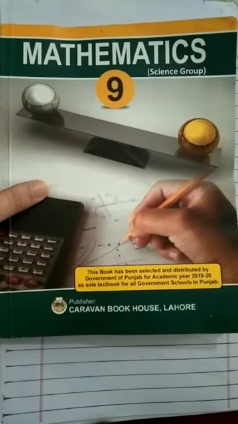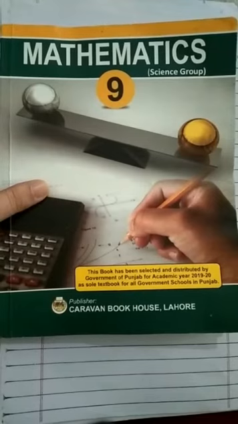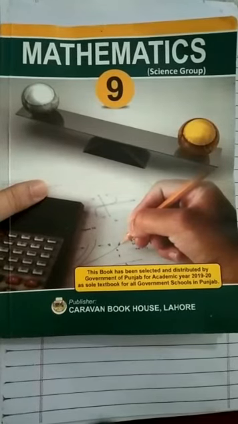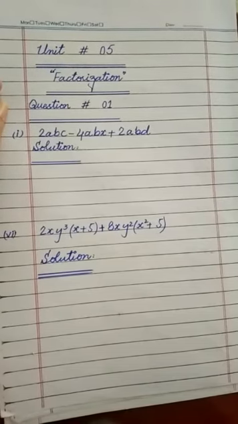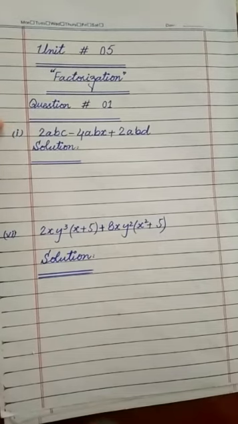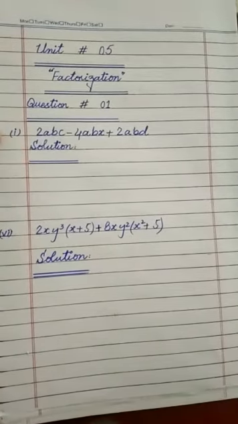Today we are going to start unit number 5. Exercise number 5.1, question number 1. Unit number 5 is about factorization. What is factorization? In this unit we have to make factors. So let's do question number 1.